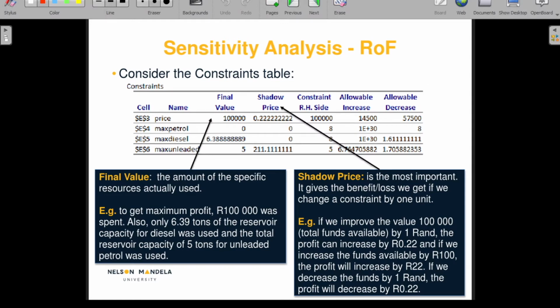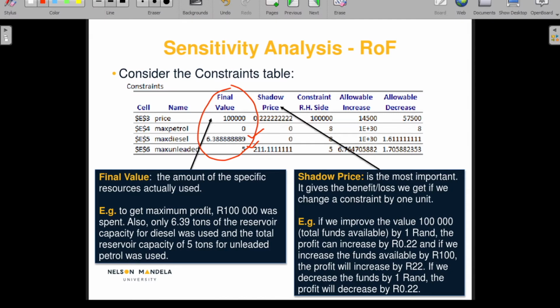Okay, if we look at this table here, we will see that the final value column is the amount of the specific resources actually used. So to get maximum profit, 100,000 rands was spent. And also we used 6,39 tons of the total reservoir size of 8 tons for diesel. So we used 6,39 tons of that capacity, and for the unleaded petrol we used 5 tons of storage capacity.